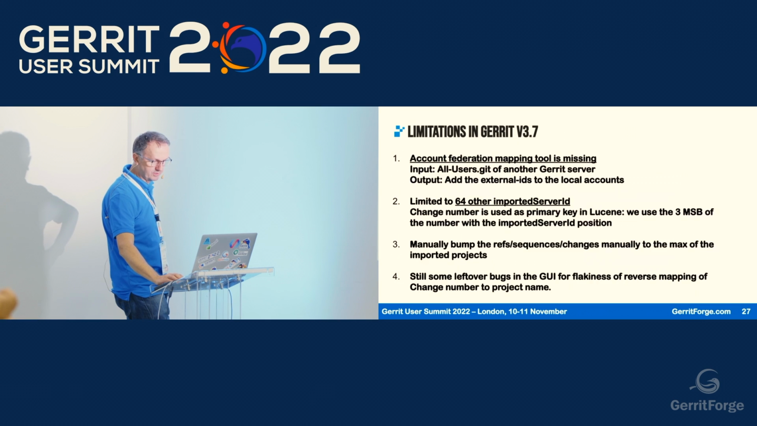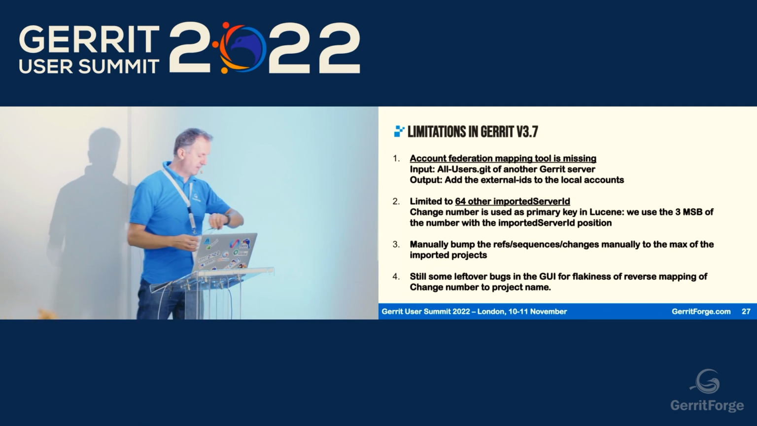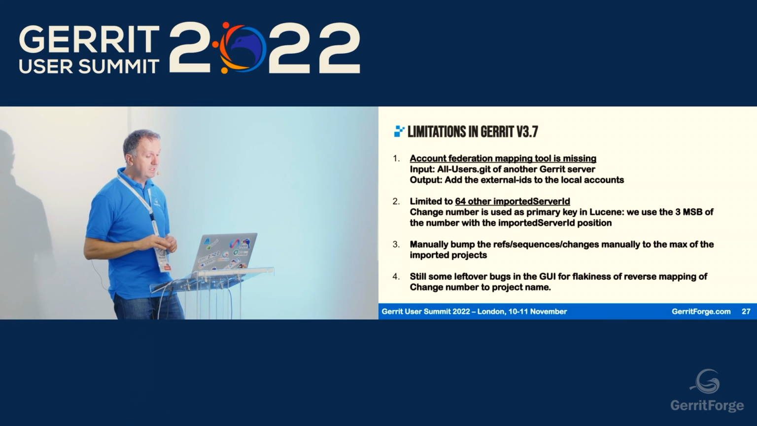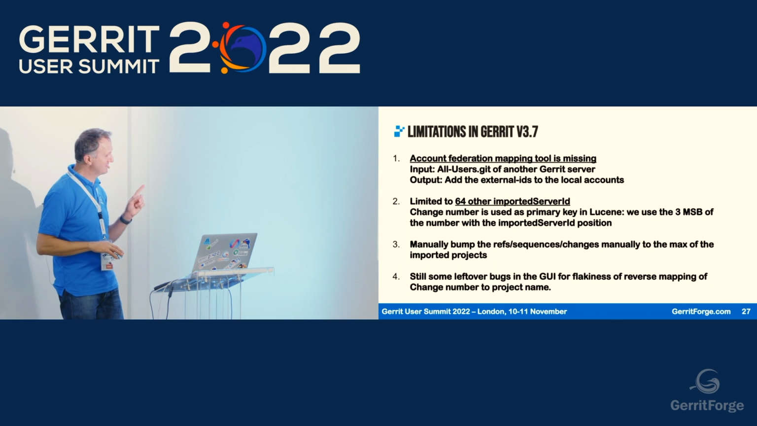Okay? All works. So what are the limitations? So first of all, we don't have a mapping tool. So you say, okay, what's the tool that I need to run to add those external IDs? We don't have that tool. We are limited to 64 imported server IDs. That's why I was happy that nobody has more than 64.